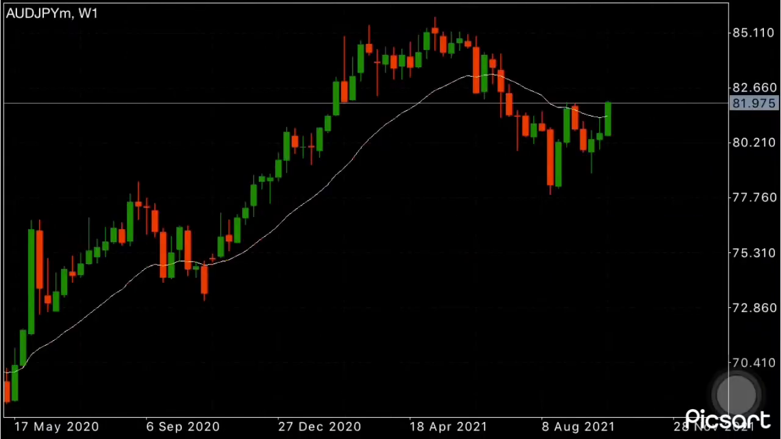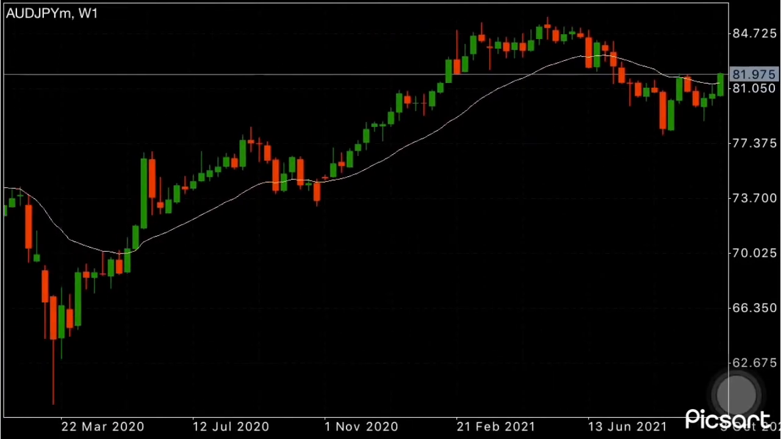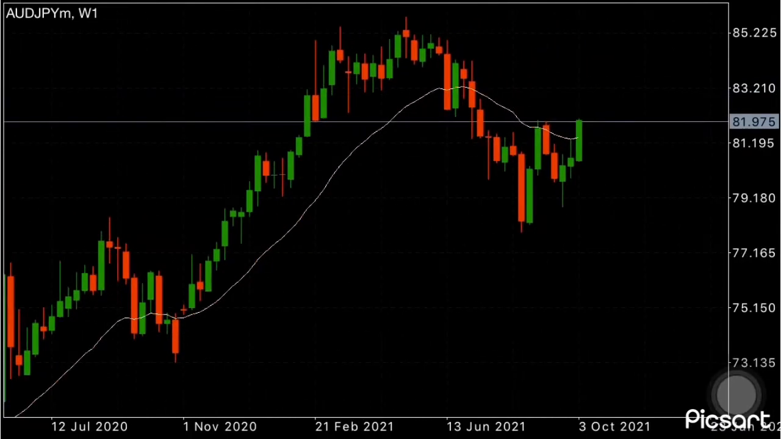Let's look at the AUDJPY chart, the Australian dollar against the Japanese yen. And so right here, we're looking at the AUDJPY weekly chart.